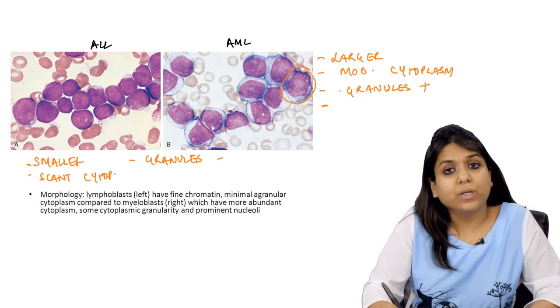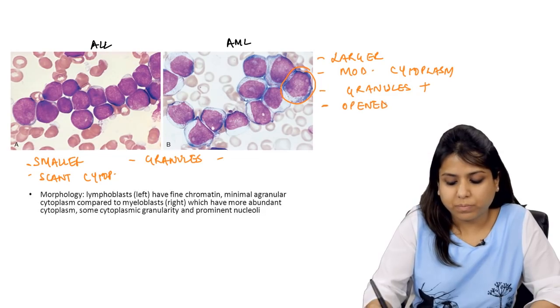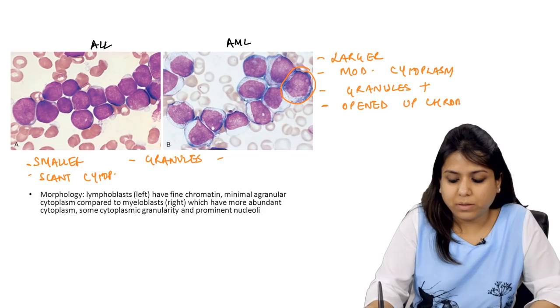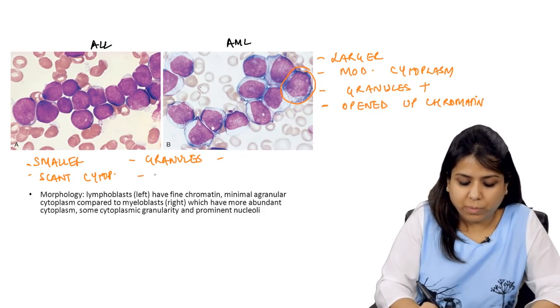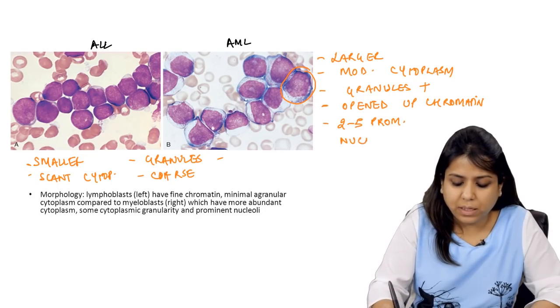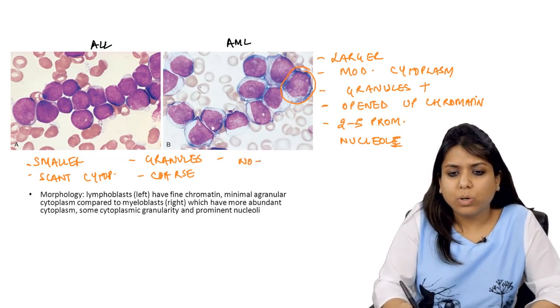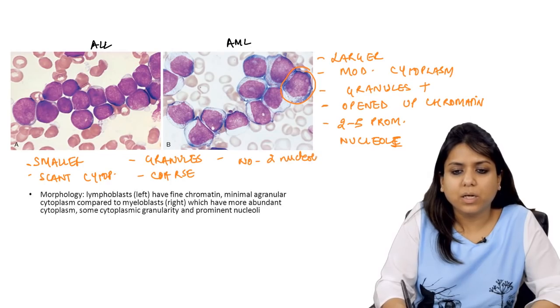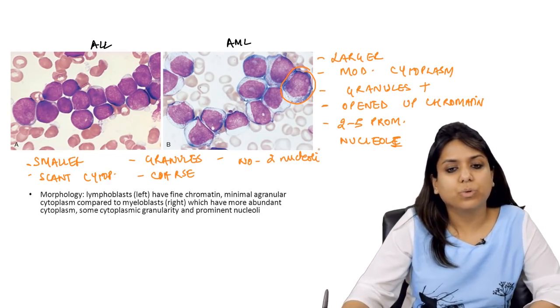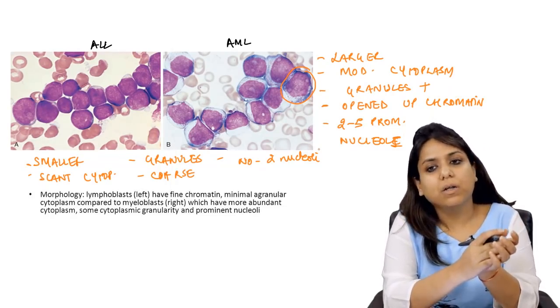Here, the nuclear chromatin, students, is opened up. Opened up chromatin, and here the nuclear chromatin is coarse chromatin. Here, there are 2 to 5 prominent nucleoli. Everybody can see 2 to 5 prominent nucleoli. Here, there are either none to up to 2 nucleoli. Sometimes you can see 1 or 2 nucleoli. Clear? So this is how we differentiate a myeloblast from a lymphoblast.